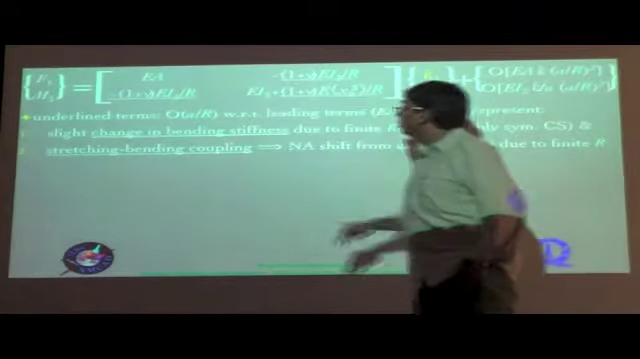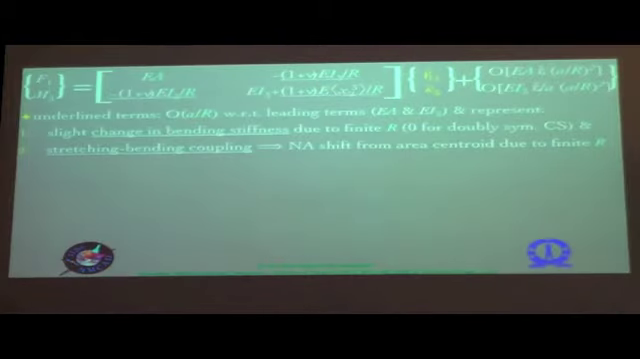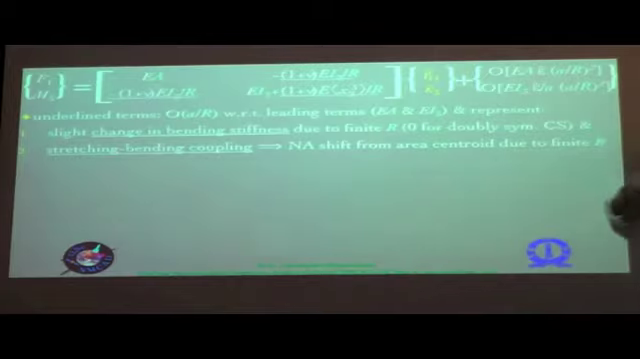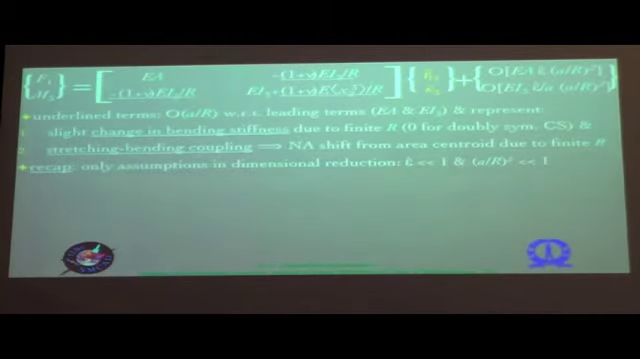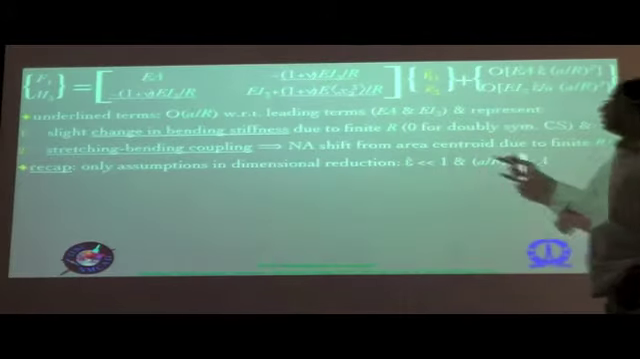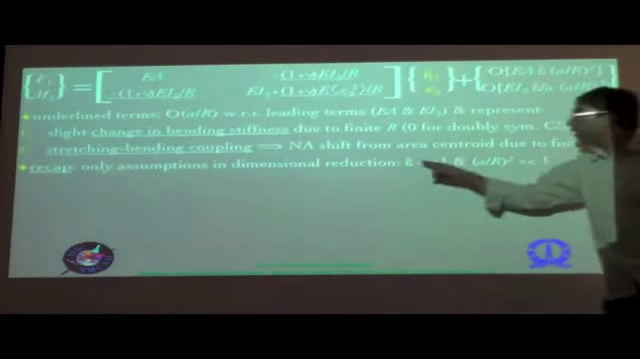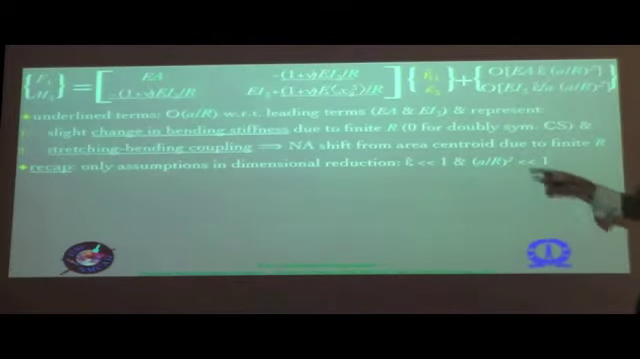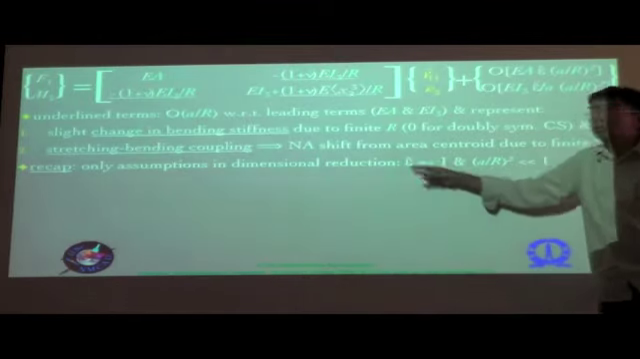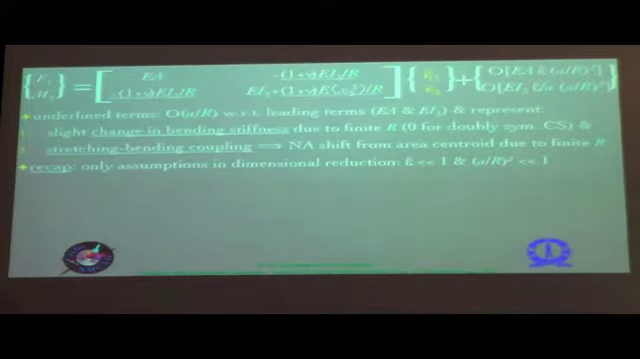So these two terms mean that, as I already said, there is a shift in the neutral axis from the area centroid, and that again is because of the presence of a non-infinite R. There is a finite value of the initial radius of curvature. So let's recap that the only assumptions in the dimensional reduction were that epsilon hat is small compared to 1 and A by R the whole square is small compared to 1, because A by R was assumed to be of the order of 10 power minus 1. This was assumed to be of the order of 10 power minus 2.